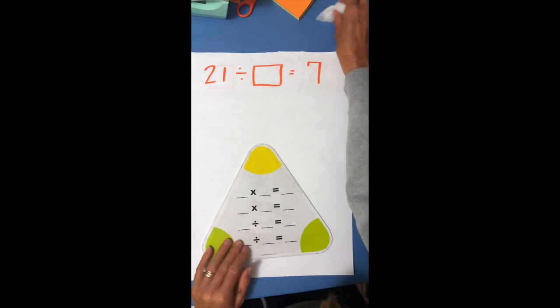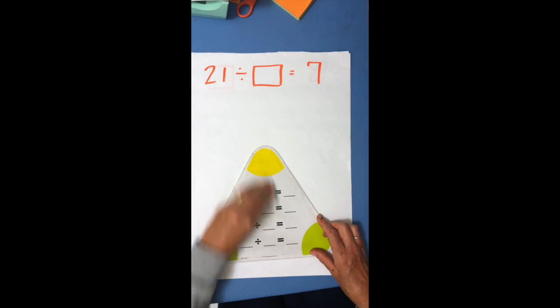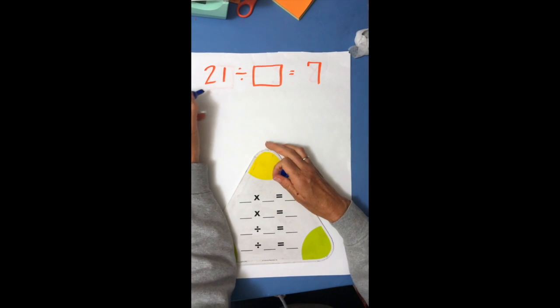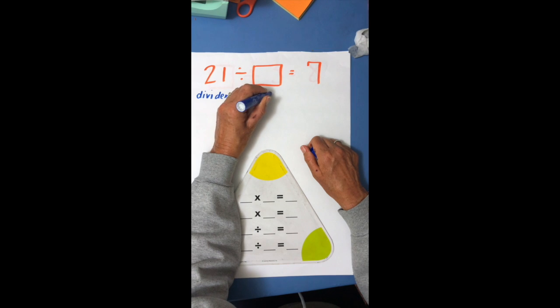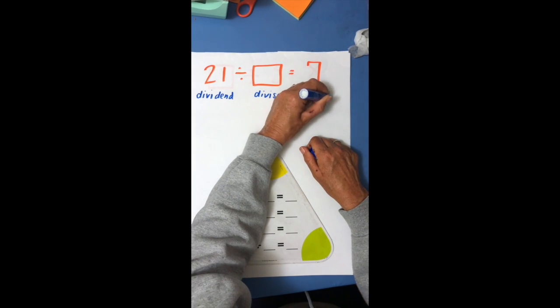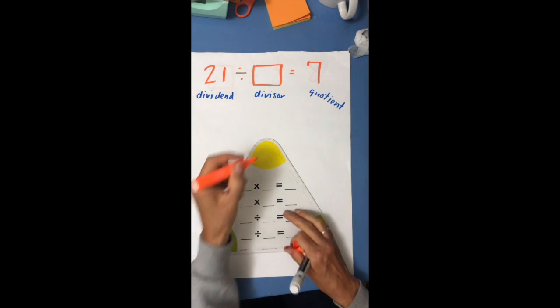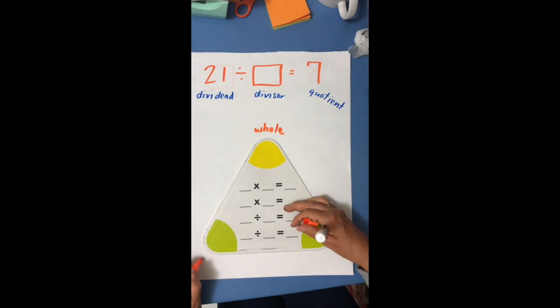So the next problem is 21 divided by what number equals 7? What I'm going to do is try to learn the vocabulary, and I know it goes dividend, divisor, quotient. Dividend, divisor, quotient. So it looks like I have the dividend, which will be my whole. And then I don't have the divisor, and I don't have the quotient.